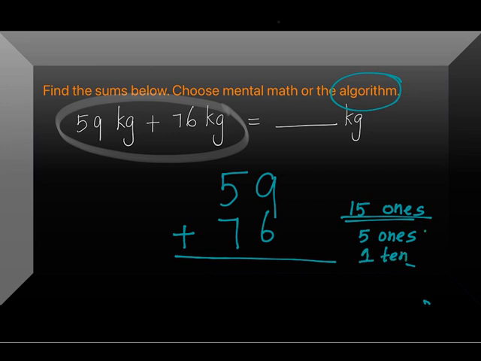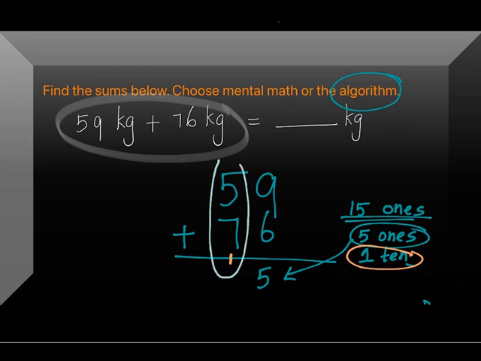Right? So let me write this 5 ones down here. And let me write the 1 ten on the line. So in this way I write 15 as 5 and 1 rather than as separate numbers. Okay, so now let us add all the numbers in this column. 5 plus 7 plus 1, which is 13.